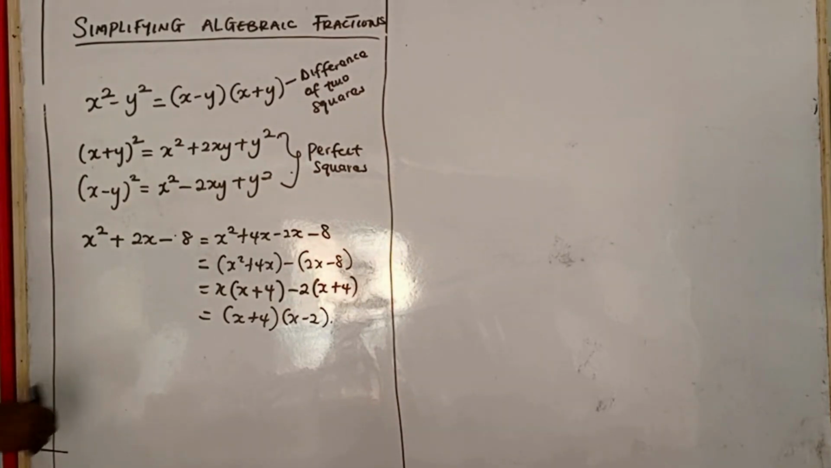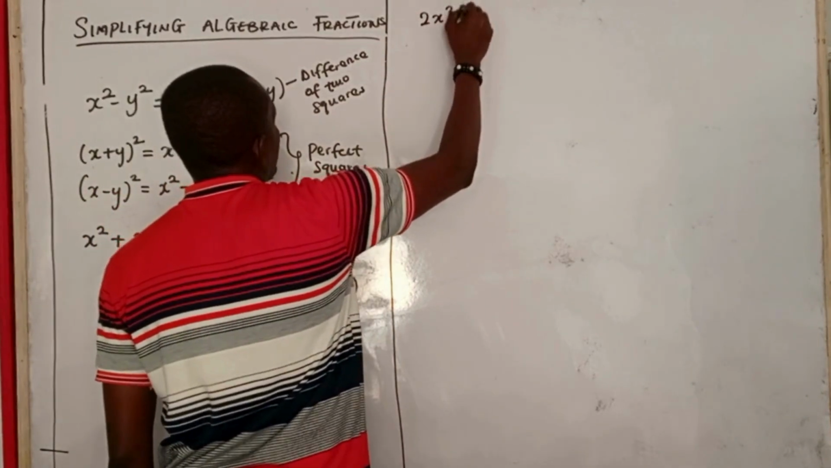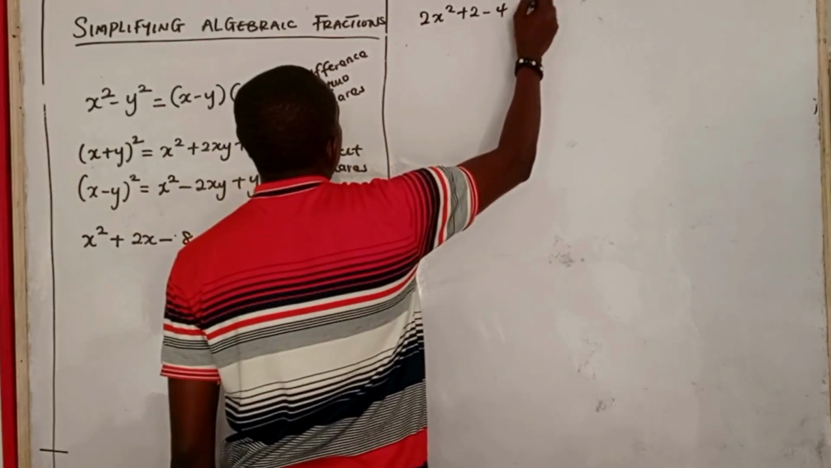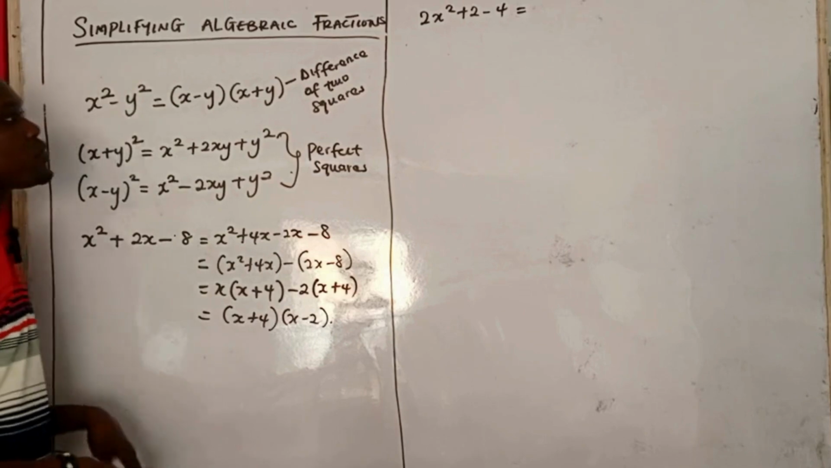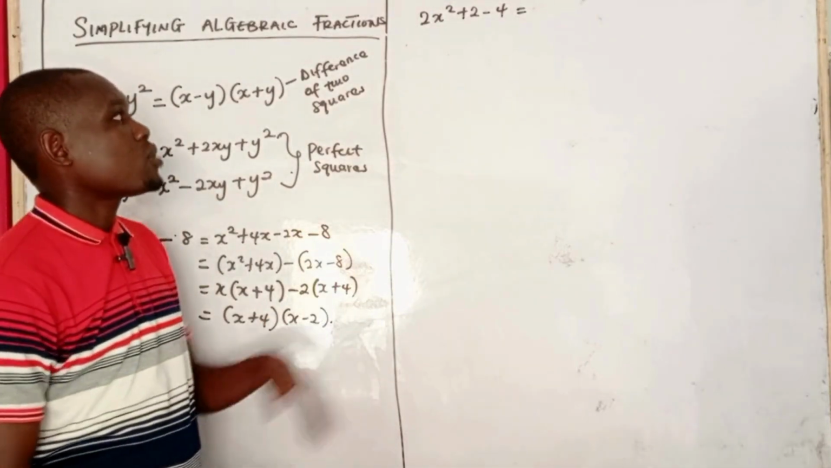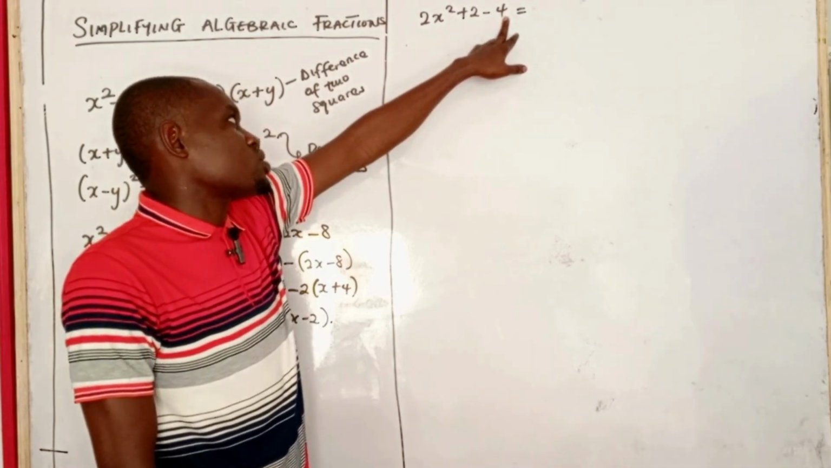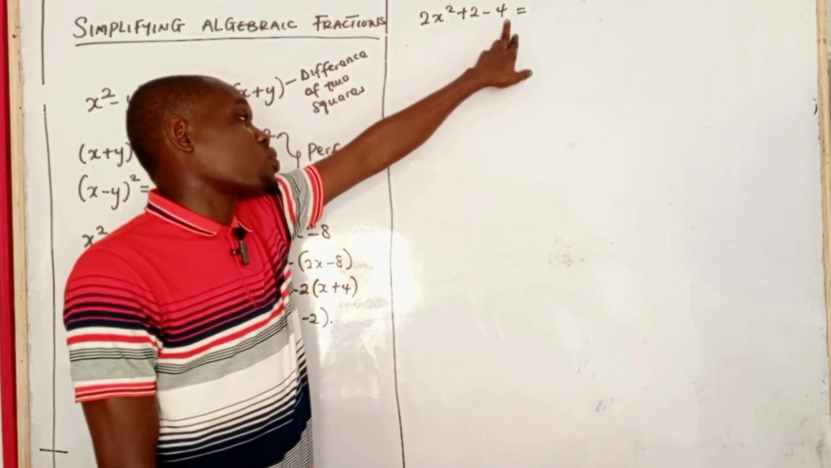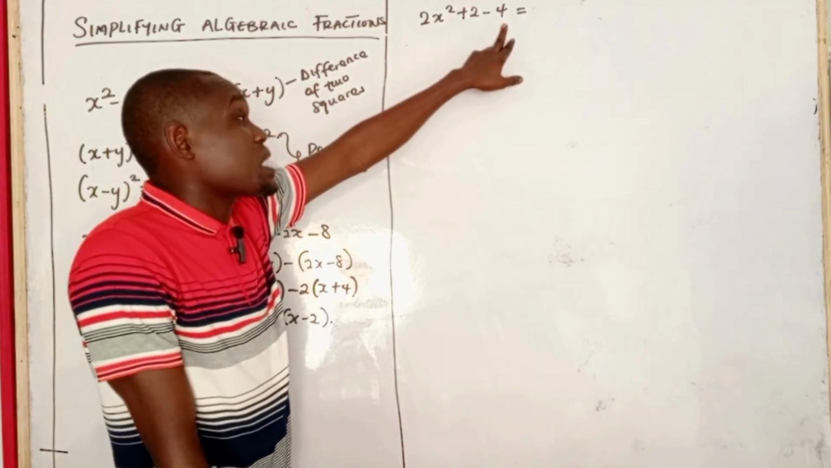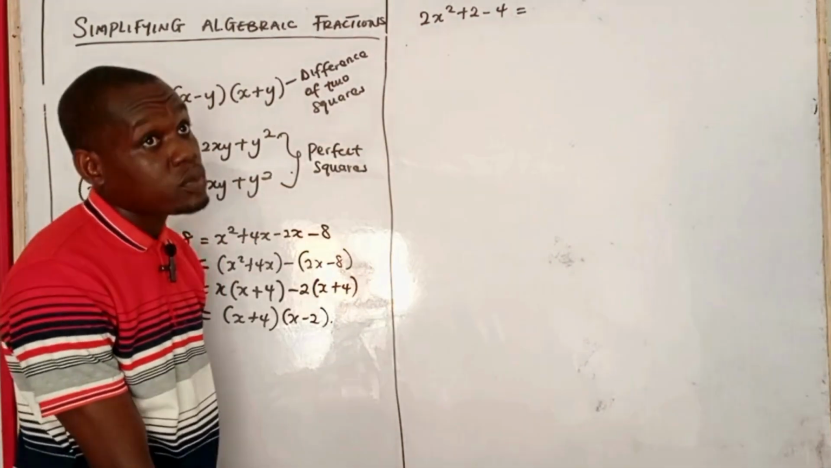This is another aspect of this. Then another one is in a situation where what you have now is 2x squared plus 2x minus 4. This is still quadratic, but we don't have two numbers that when we multiply, we get minus 4, and when we add, we get 2. It's not possible.